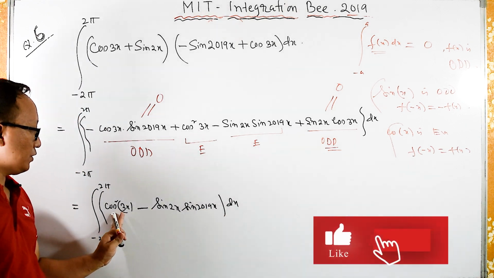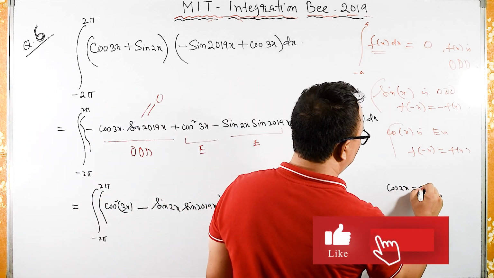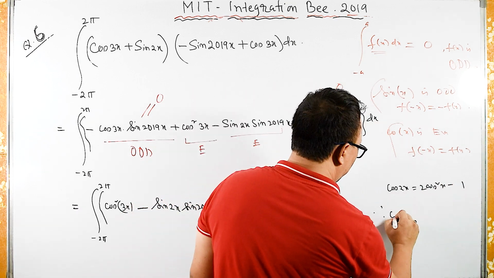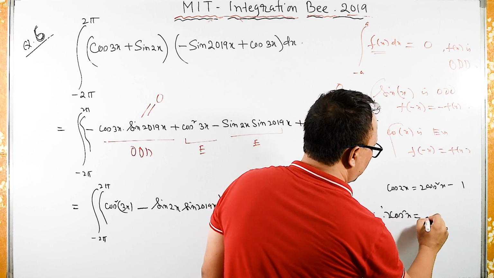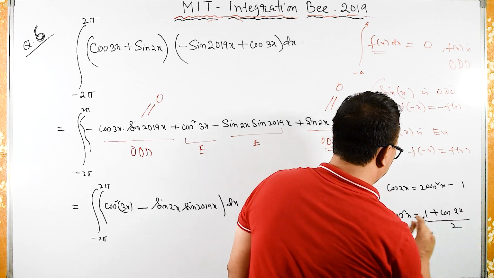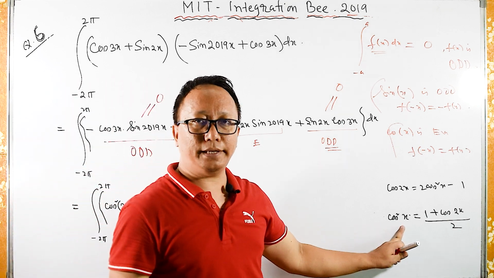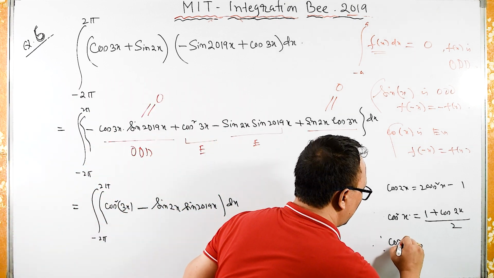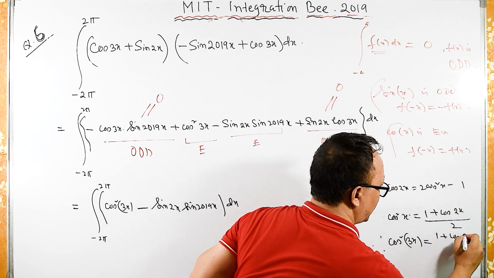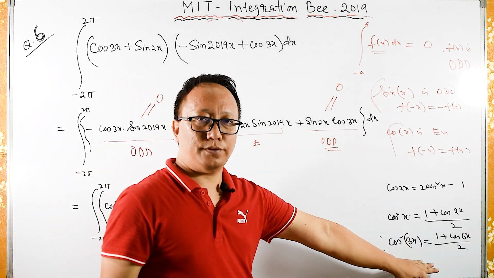Now, how to integrate this? Cos square, what is cos square x? Here we have cos twice x is 2 cos square x minus 1. From here, I will get 2 cos square x equals 1 plus cos of 2x, so cos square x is 1 plus cos 2x upon 2. Now, I need cos 3x. So, instead of x, I have to multiply by 3. Therefore, cos square 3x will be the same as 1 plus cos 6x upon 2. So, instead of this, I'm going to use this one.